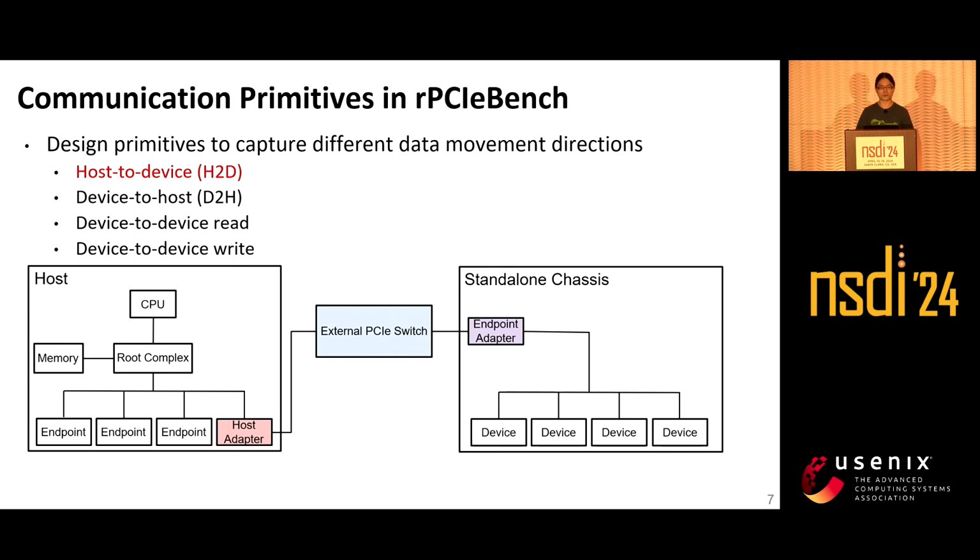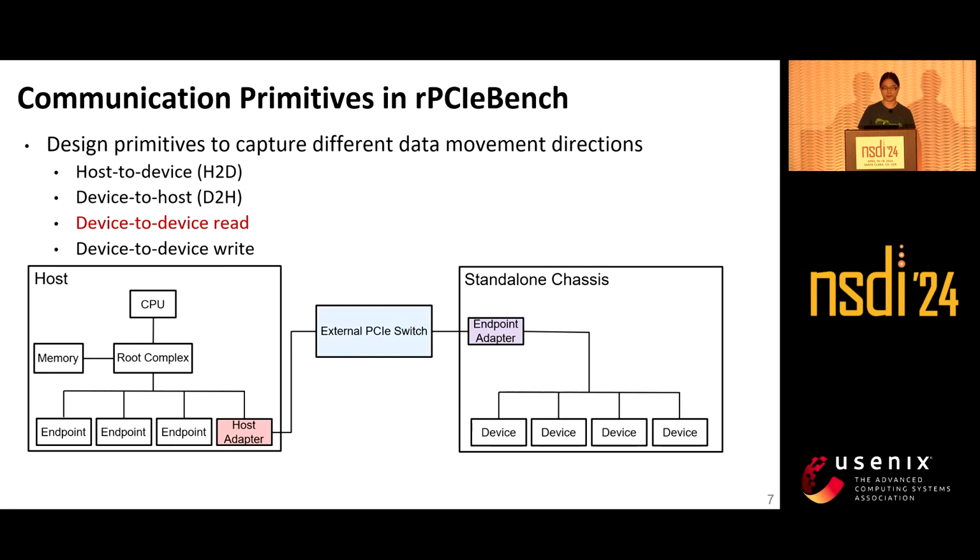The first is host-to-device. The host will first issue a command to a remote device, which invokes a DMA read to copy data from host memory to the device. After the DMA finishes, the device will post the completion word to the host. The second is device-to-host. The host will still issue the command first, and then a DMA write will be invoked to copy data from the device to host memory. And finally, a completion word is posted by the device.